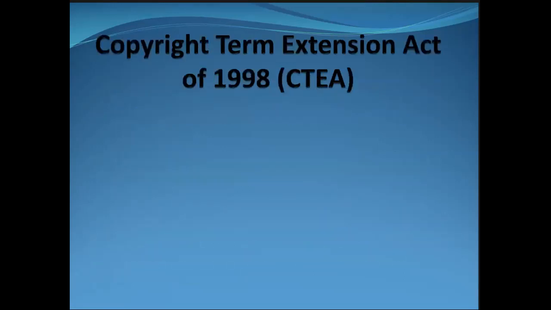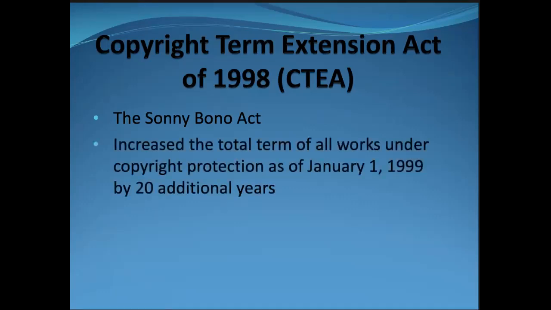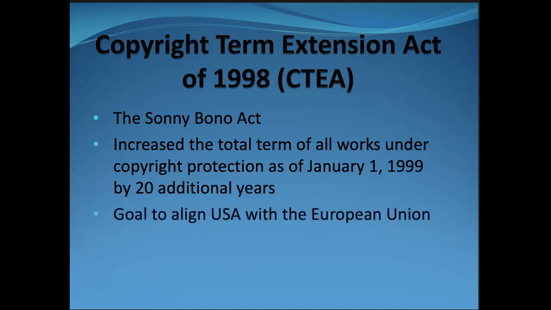The Copyright Term Extension Act of 1998. All right, would you like to take a guess who was behind this act? A member of Congress who was a famous singer of a duo group in the 60s and 70s. You give up? Sonny Bono. The Sonny Bono Act. Sonny Bono was a congressman, and he pushed for this, which extended the term of the copyright. It increased the total term of all works under copyright protection as of January 1st, 1999 by 20 additional years. The main reason for this was to align the USA with the European Union.